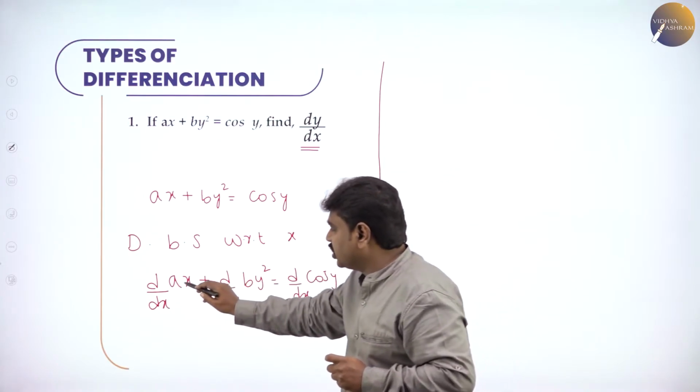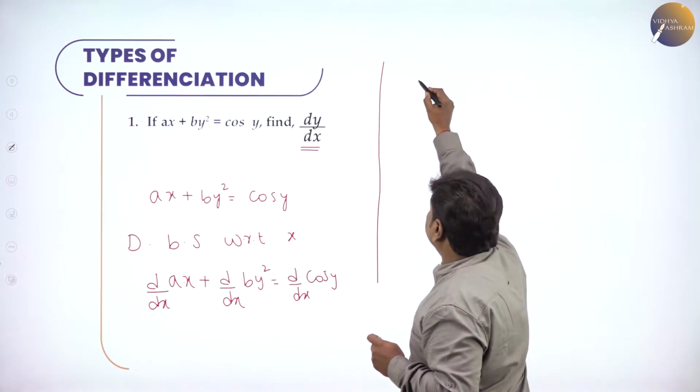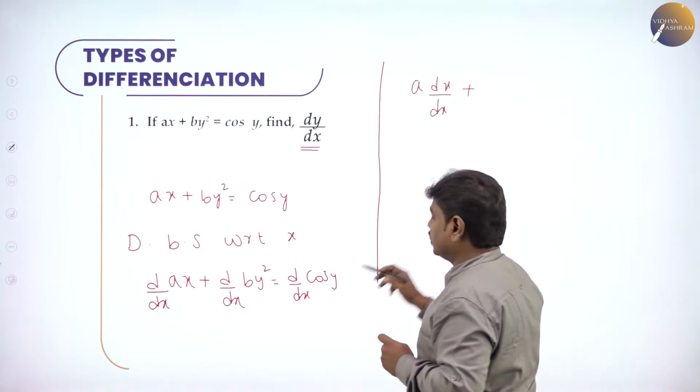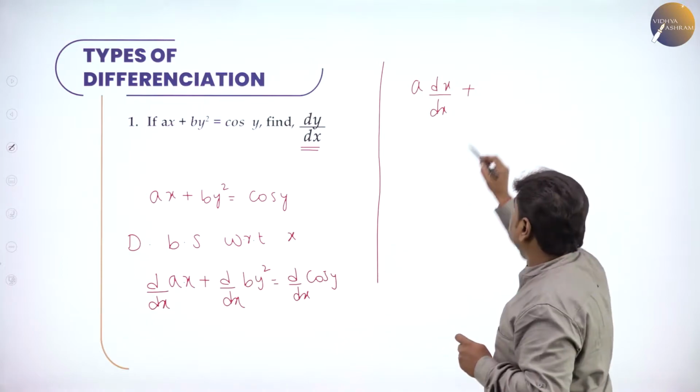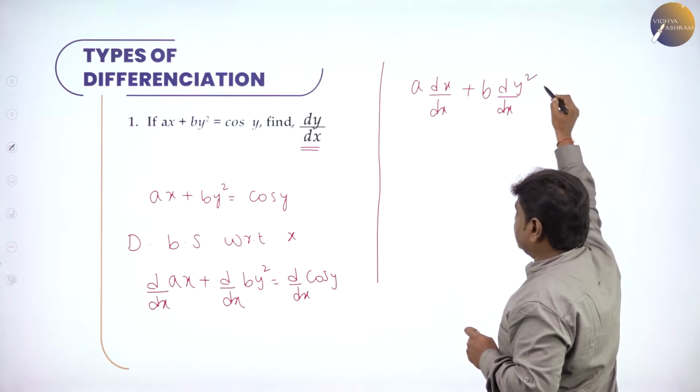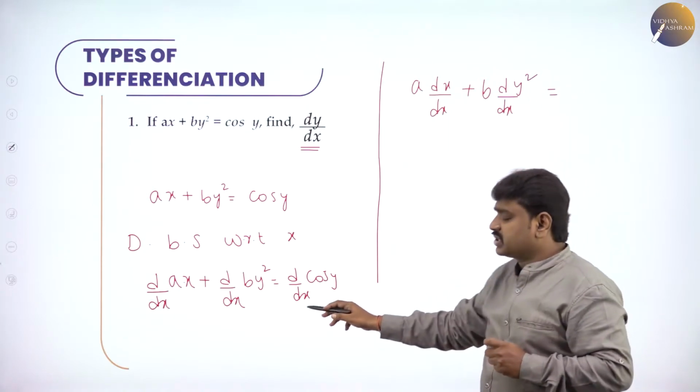If you have a constant into a function, take the constant outside. Take a out and apply d by dx for x. Plus b is again a constant. Take b out and apply d by dx for y square, and then is equal to d by dx of cos y.